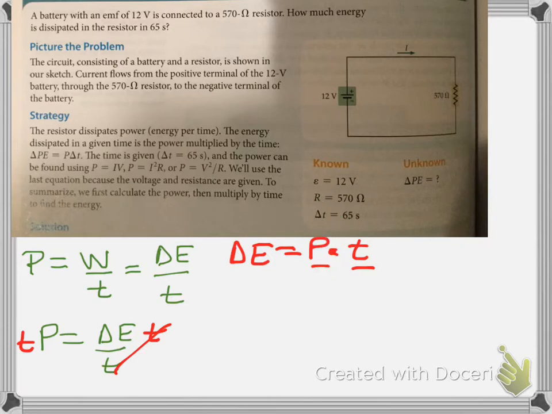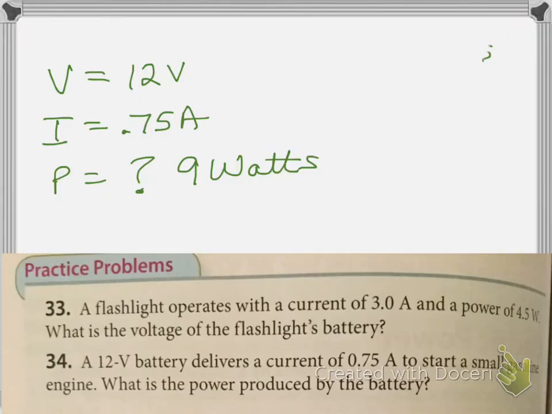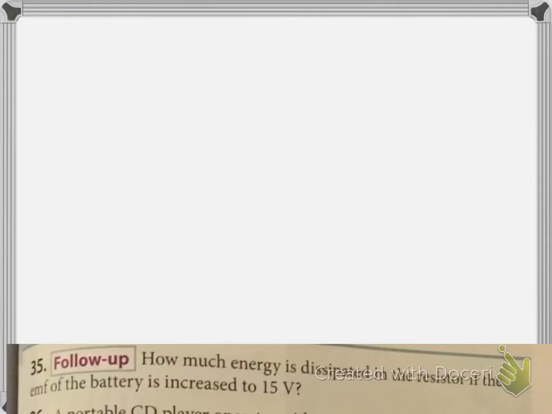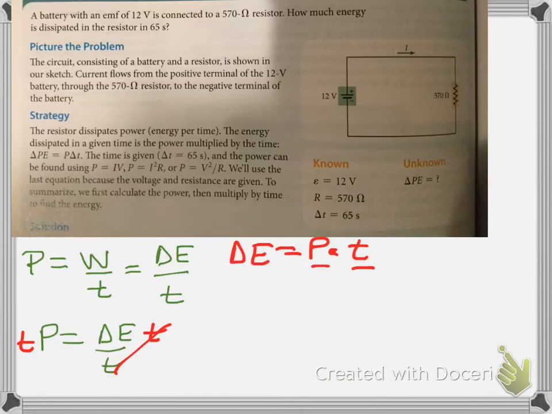So go back to the wheel. Power section, knowing V and R. Look in the power section, V and R, V and R right here. There's V squared over R. Power is equal to V squared over R.